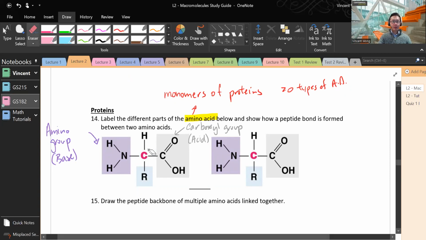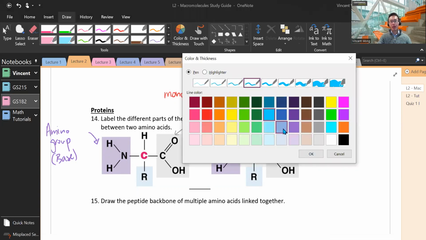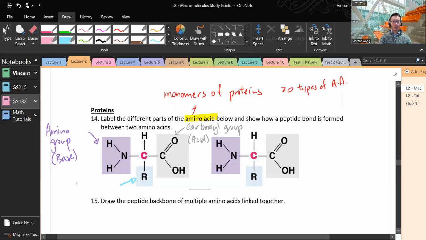There is going to be a central carbon, and then there's going to be a hydrogen. And what distinguishes one amino acid from another is this R group. This is called a side chain. So all of the 20 amino acids will have the amino group, central carbon, hydrogen, and the carboxyl group, but their side chain is going to be different. So we can call this side chain number 1, side chain number 2.